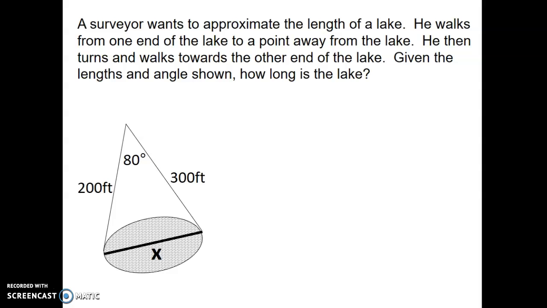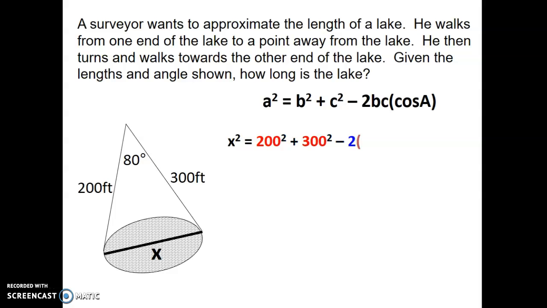It doesn't make a difference how you label these. The x value has got to be across from the 80. So we're going to put our values in, and again, it doesn't make a difference which one you pick. You could label it any way you want. What we do know is that B and C in this case are going to be the 200 and 300. It doesn't make a difference which one is which because they're interchangeable.